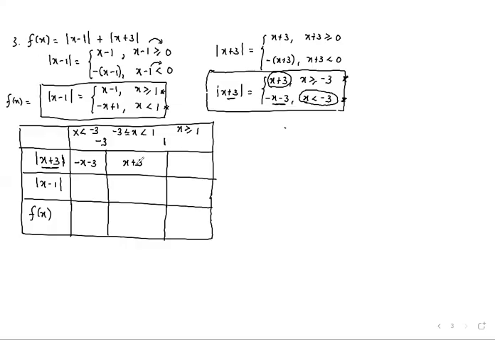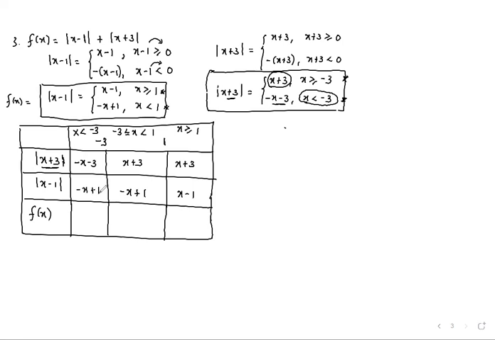Now, one interesting part is that if x is greater or equal to 1, you are sure that it is still greater or equal to negative 3, because 1 is bigger than negative 3. Then we got x minus 1. When x is greater than or equal to 1, it is defined as x minus 1. And when x is less than 1, it's defined as minus x plus 1. And so when x is less than minus 3, it means that x is still less than 1.